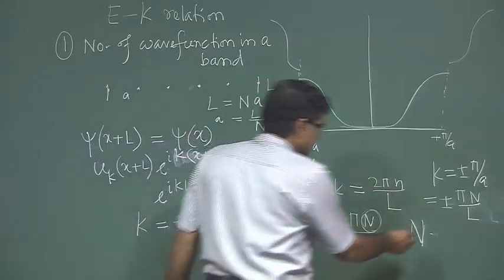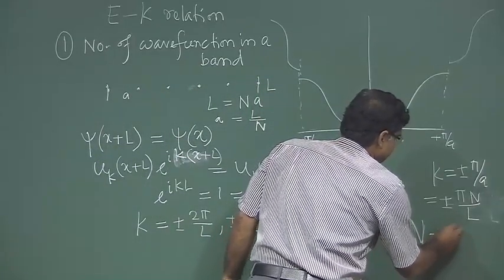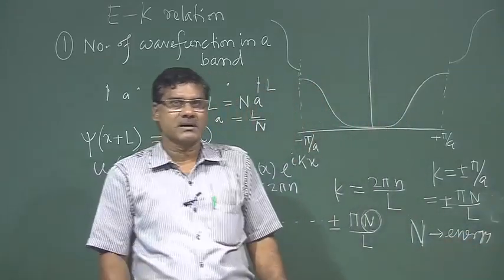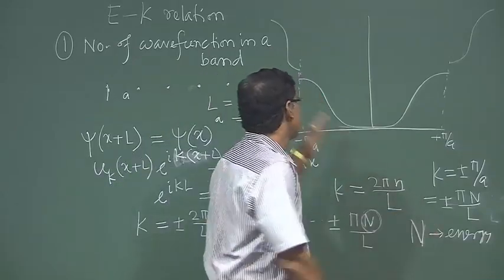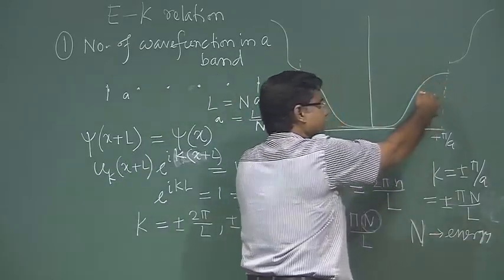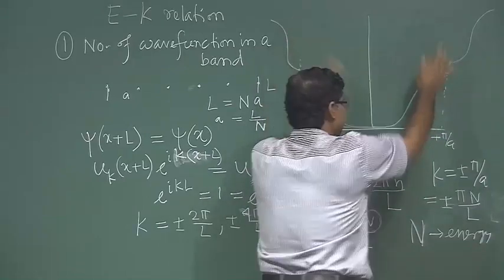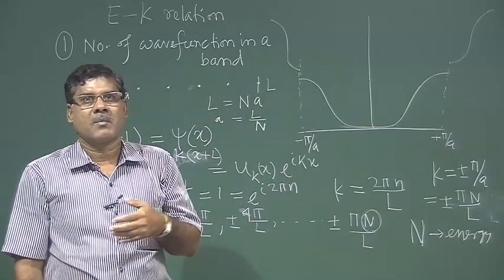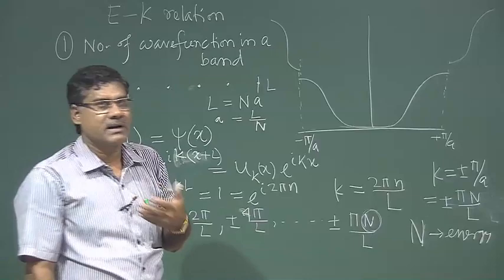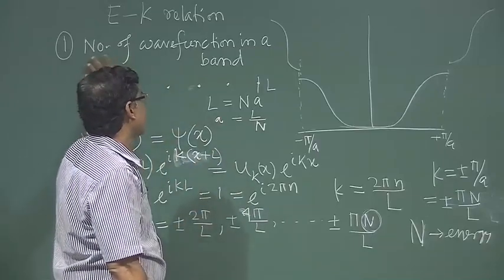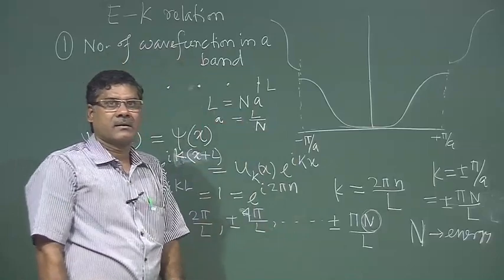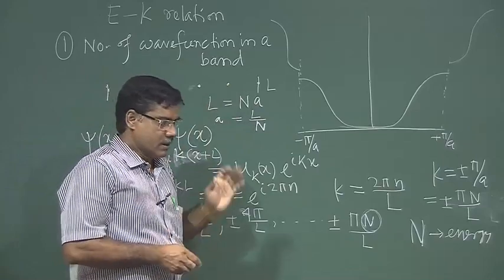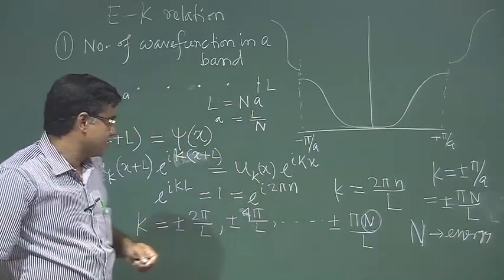you will get energy states, or it is called orbitals. You will get n number of orbitals in a first Brillouin zone or in a band. In any band, the number of states, number of orbitals or number of wave functions will be equal to the number of primitive unit cells in the crystal of size say L. Okay. So that part I discussed earlier.